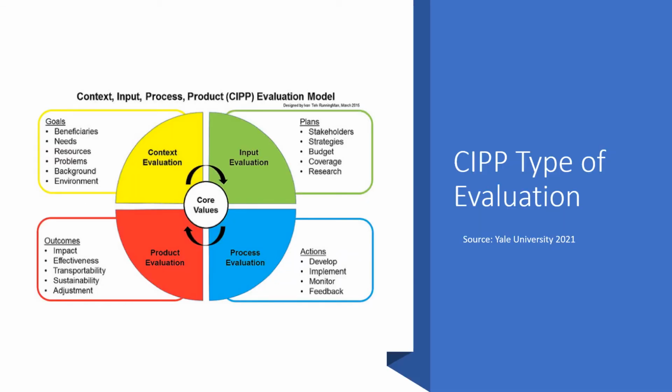The SIP model was created in the 1960s by Daniel Stufflebeam. This is a decision-oriented model that collects information to identify strengths and limitations to help improve the program and plan for future development of the program. There are 4 areas to this model. We have context evaluation, input evaluation, process evaluation, and product evaluation. The process of this model is to move through each of the 4 areas to identify the areas of improvement. The source of this slide is Yale University.